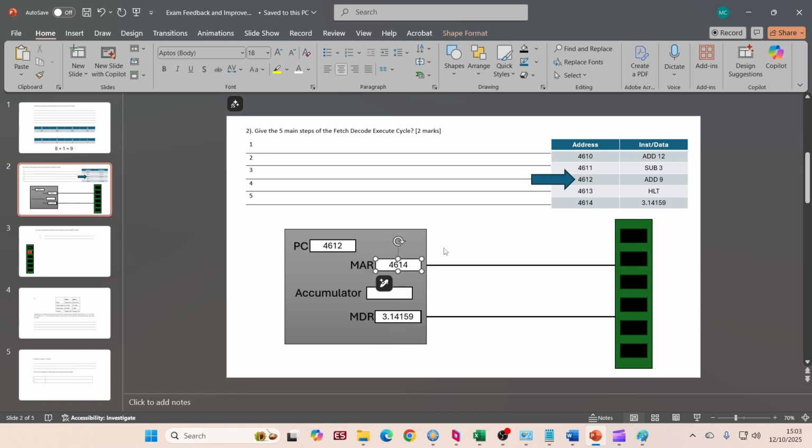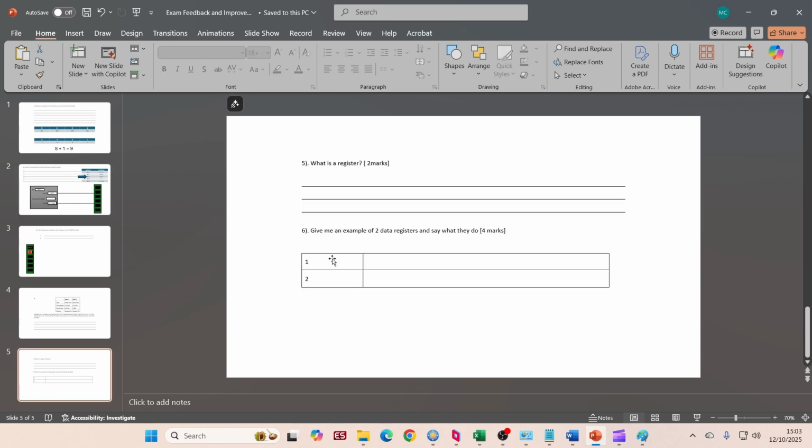Okay, so let's say the execute was to load from memory. Okay, I would load that and it would load it into there. It would probably copy it into the accumulator, but that depends on what the instruction does. So there are two types of registers: address, data. There you go.